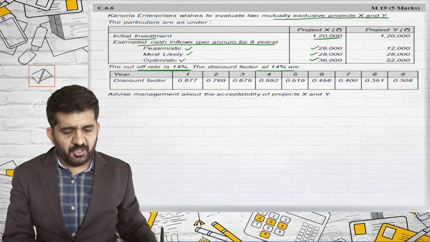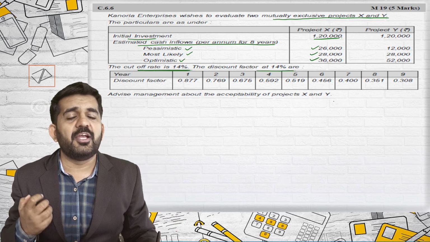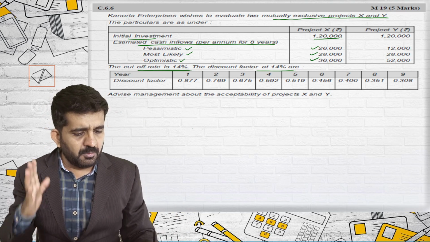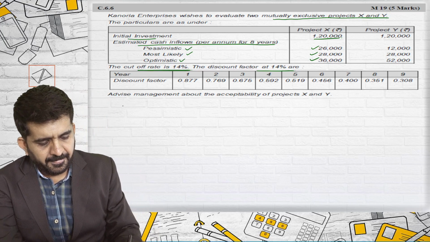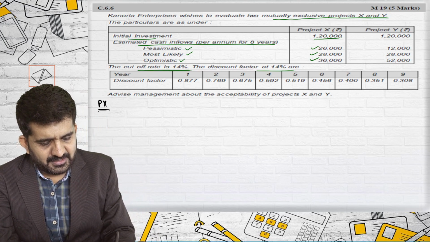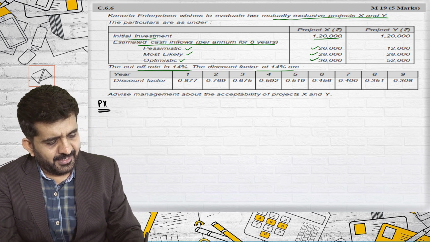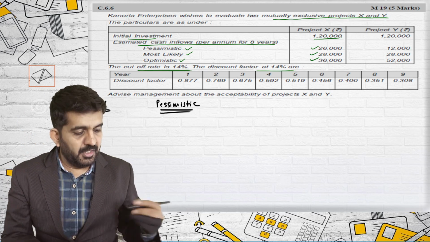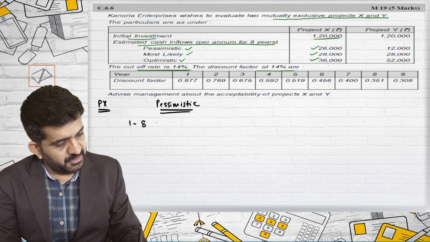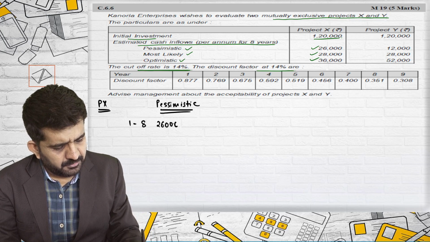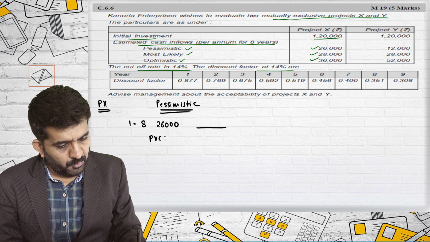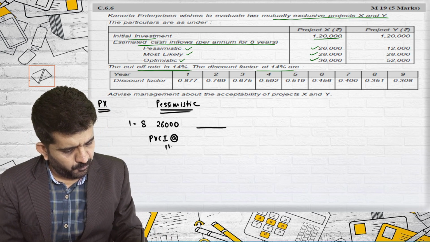I am first calculating for X, and believe me, here you cannot do probability analysis. Here you will have to do scenario analysis. What will be scenario analysis? Please try to understand. I am doing first project X. If I treat pessimistic estimate only, then from 1 to 8 years my cash flow will be 26,000. What will be present value of cash inflow at the rate of 14%?